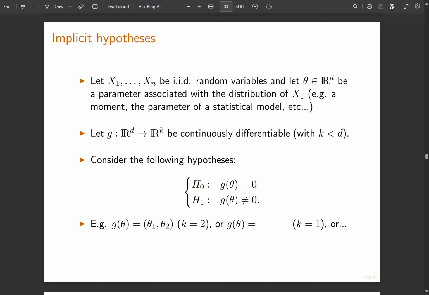Welcome to our statistic learning session. Today we'll talk about implicit hypothesis. This is a continuation from our conclusion of our parametric hypothesis testing.